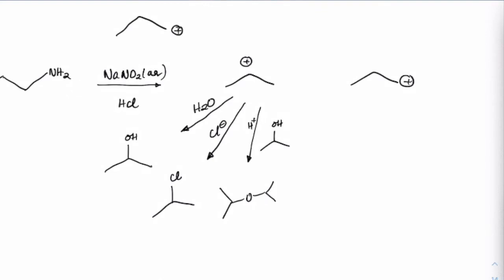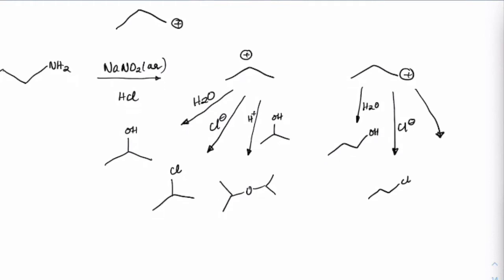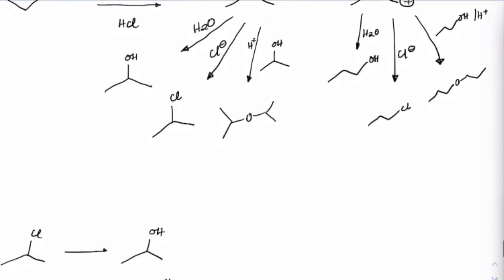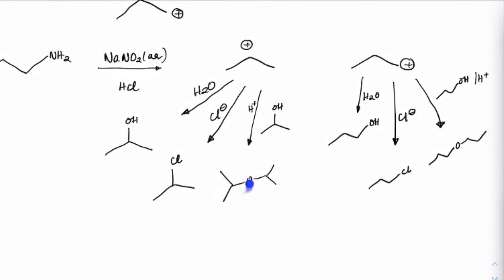The same thing will happen with this case also. Here also, if you treat that with H2O, we can get a primary alcohol. If you treat that with Cl minus, you might get primary alkyl halide. If you treat that with this alcohol which has formed here, in the presence of H plus, because this is all happening in acidic medium, we may get this ether also. There is one more product which we can get. This type of ether can happen with this also, because both the carbocations are present.